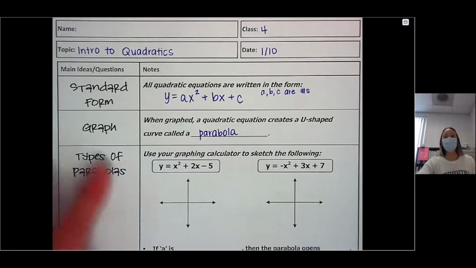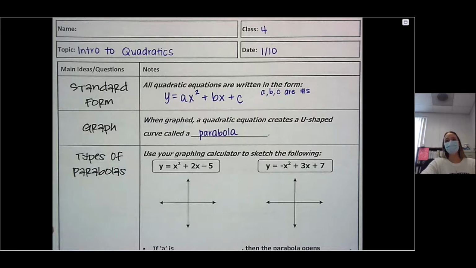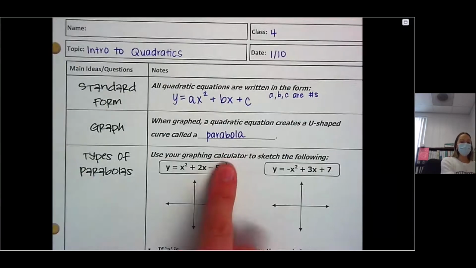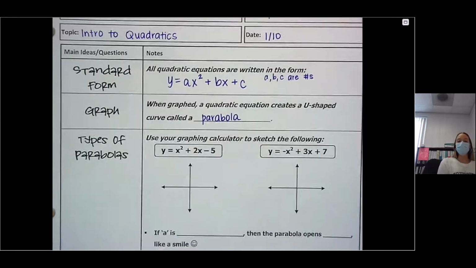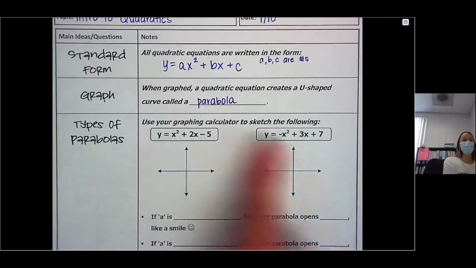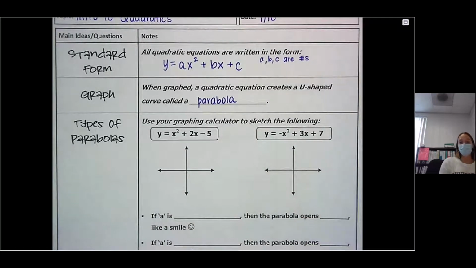What? Oh my gosh, look, it is right there. I didn't even realize that. Whoops. Okay.